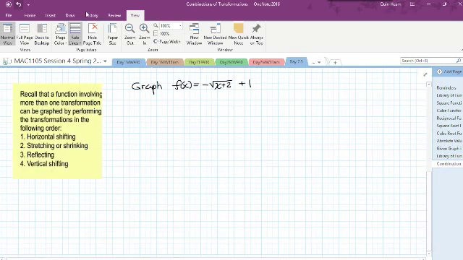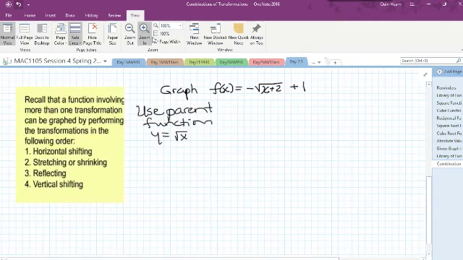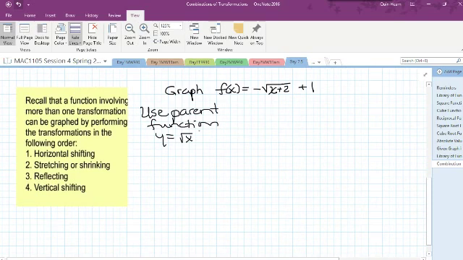Okay, so we're going to use the parent function y equals the square root of x. And the difference now between our new function, we're having some problems here. Sorry guys, the stream is cutting out. Hopefully that'll be the last time.